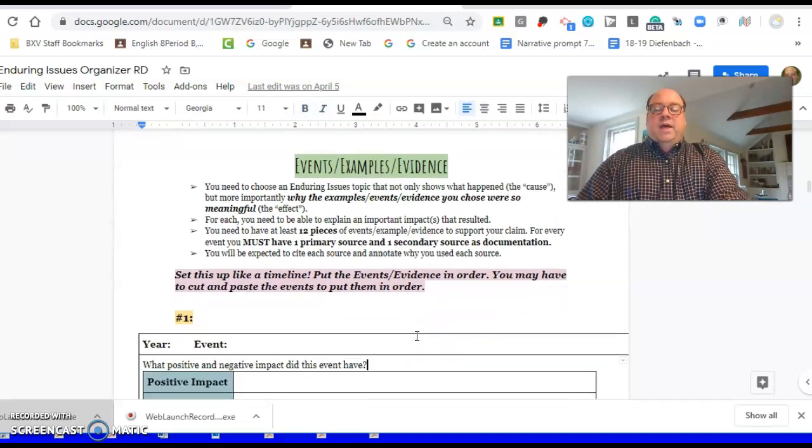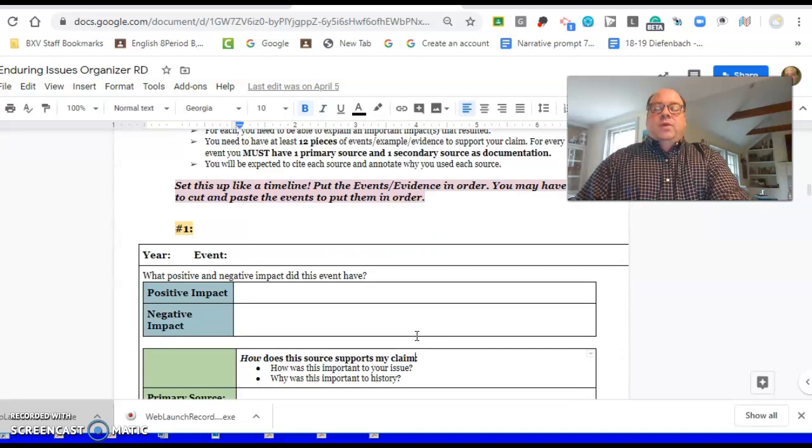Now your events and evidence should be, again, you have the year and you have the event. So that just requires us to put what the event is, but you should explain it in that. After you put the event, explain it a little bit, okay? Make sure it's clear the specific event, the cause and effect. What did this event cause? What was the effect, the impact of it?